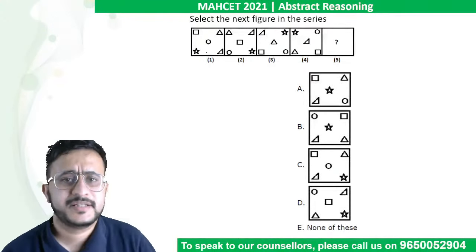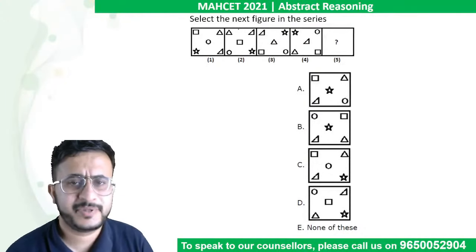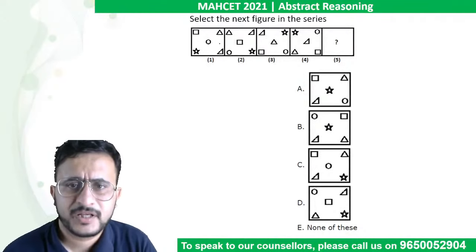So if you see this, see what is happening. See, there is a sequence. So in these sequences, there will be some order which is happening. Okay. Now if you see from first image to second image, what has happened?